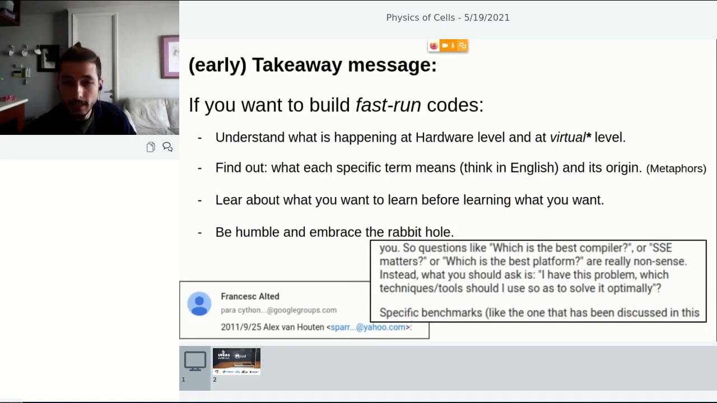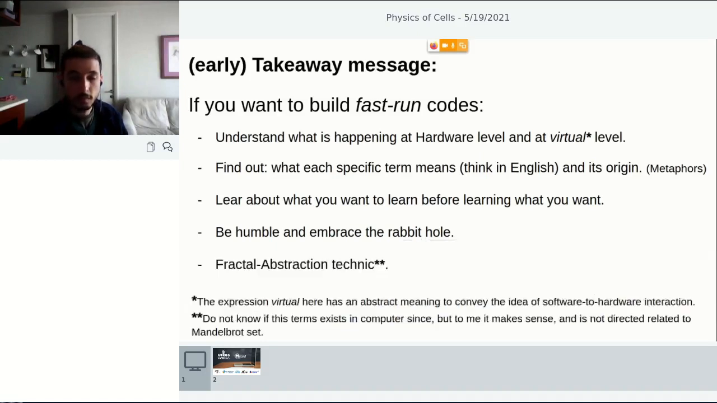And so he says also that questions like which is the best compiler, or which is the best platform, make no sense, and you should ask, I have this problem, which technique or tool should I use so as to solve it optimally? He also said that testing languages on benchmarks is always something that is not totally reliable, because for each task you may have a better language than the other.